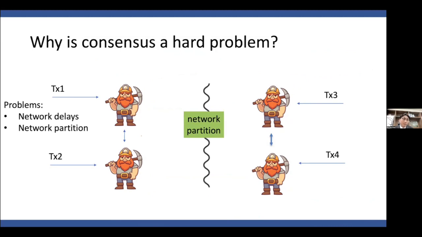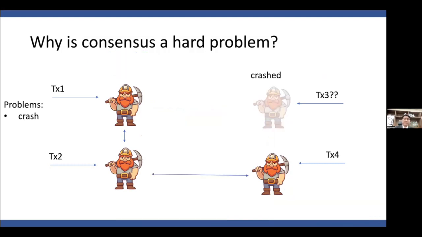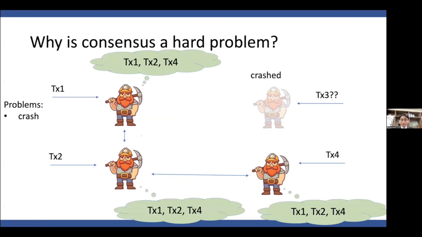And also the network can experience partitions. Sometimes networks just don't work, due to catastrophic events like earthquakes, and then they see different sets of transactions. And also sometimes some miners may die. Say a miner happens to receive transaction 3, and it never had an opportunity to share this information with others. Then all others see all the other transactions except transaction 3. So transaction 3 is forgotten. That becomes a problem.